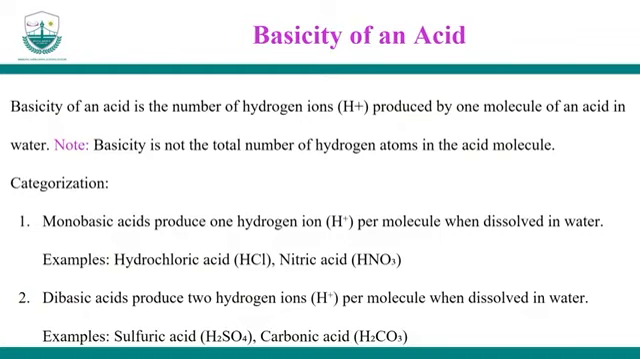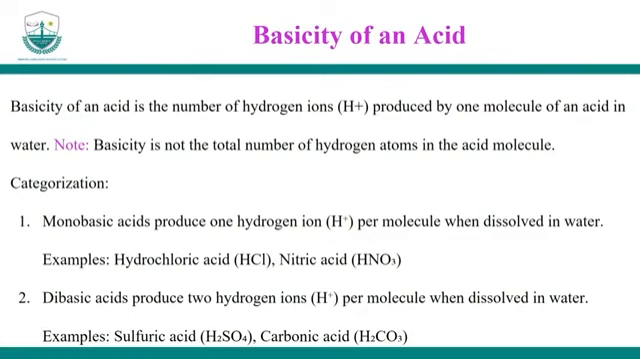We look at the concept called basicity of an acid: the number of hydrogen ions produced by one molecule of an acid in water. So when you dissolve the acid in water, one molecule of that acid, how many hydrogen ions will it produce? That's what we call basicity. It is not the number of hydrogen atoms in an acid molecule. That is very important to note.